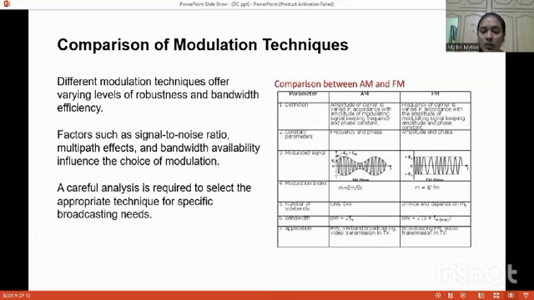Application. AM is applicable in broadcasting of video transmission in TV. FM is applicable in broadcasting of audio transmission in TV. So AM is in video transmission, FM is in audio transmission in TV.